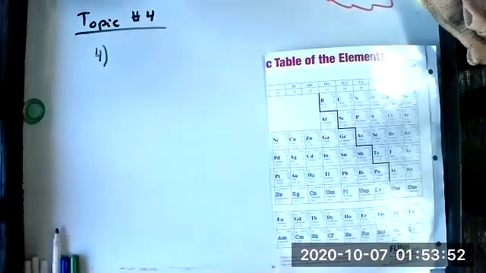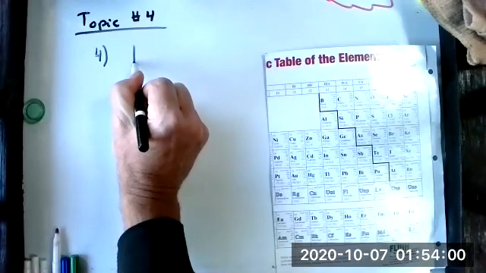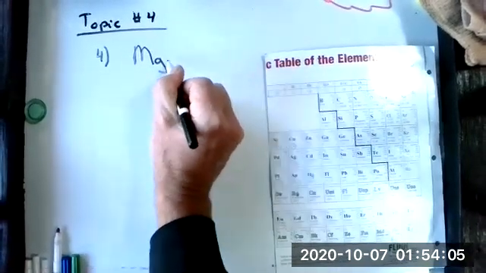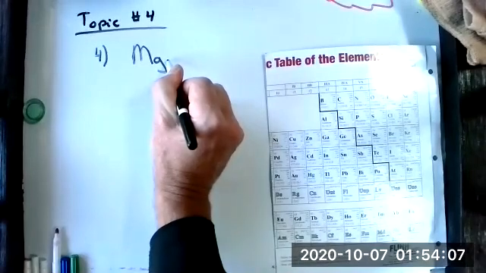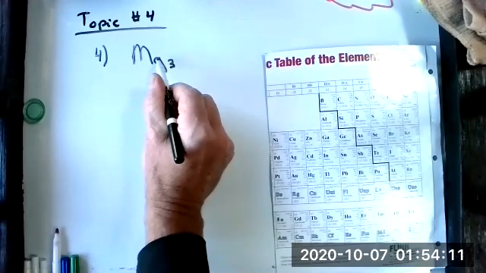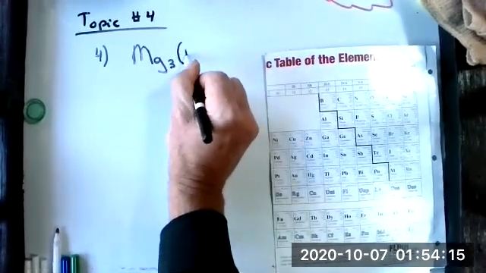All right, come on. You guys can do this. Let's go. So, here we go. Let's go with some magnesium. Okay, hey, we're going to have 3 magnesiums. Uh-oh, here comes some parentheses.